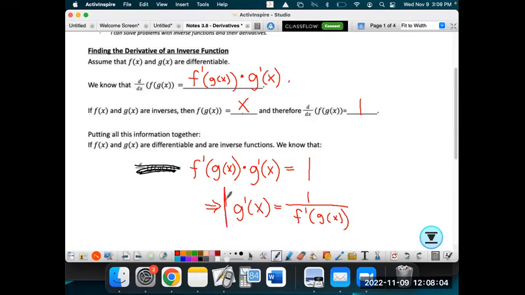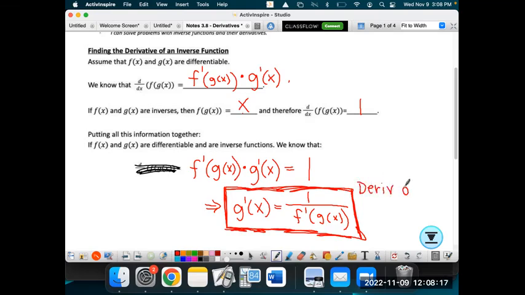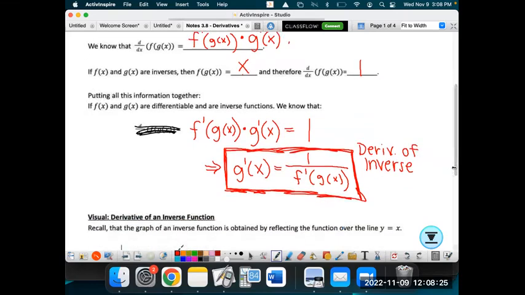I want you to box this. This is really important. This is our derivative of inverse functions formula. Or you can say inverse derivative formula. And I'm going to bring that back.